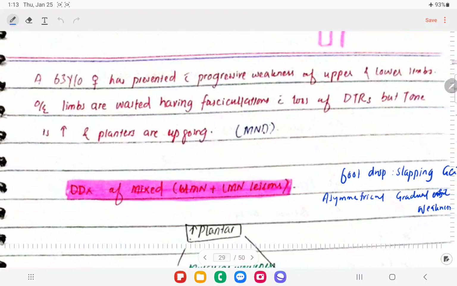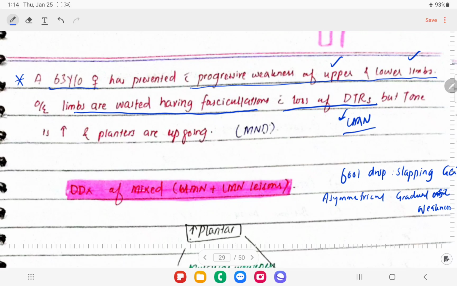All right. So first, let's discuss a case related to this. A 63-year-old female has presented with progressive weakness of upper and lower limbs. So upper and lower limbs both are involved. On examination, limbs are wasted, having fasciculations, right? With loss of deep tendon reflexes. Deep tendon reflexes are lost in lower motor neuron type of lesions, right? If these are exaggerated, we're going to think the patient has an upper motor neuron lesion.